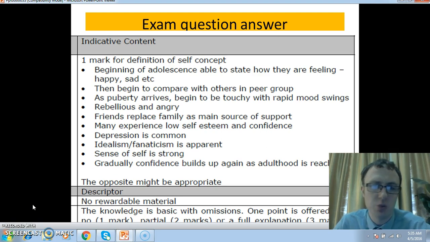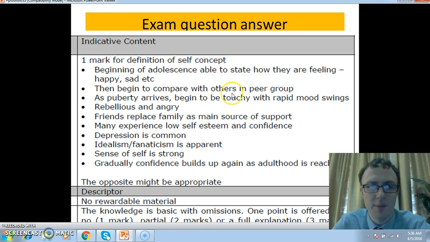If you're talking about the physical changes, remember that's going to be puberty. Now, as puberty arrives, the adolescent could begin to be touchy, sensitive, with rapid mood swings. Now, this links to emotional changes. But remember that puberty would link to a change in size and the development of the features for reproduction later on. So this could be a very sensitive time, and it could work to produce a positive self-concept if you're developing quite quickly compared to your peers, or maybe a negative self-concept if you're not developing as quickly as your peers, okay?